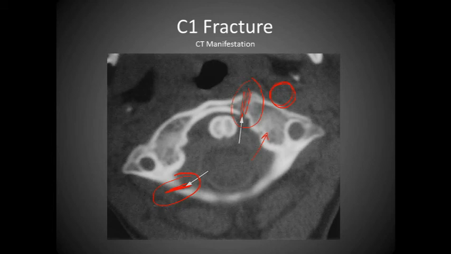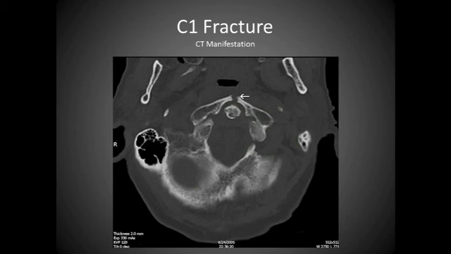So we have two fractures here. Here we have an anterior arch fracture, and it also looks like there's some degree of displacement. Notice how, in comparison, we are closer to the right side than we are the left.